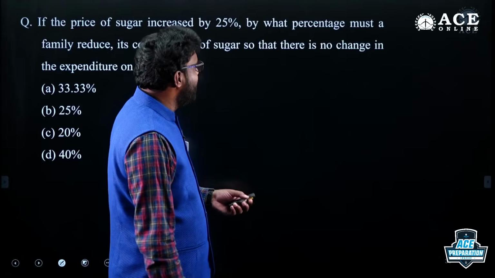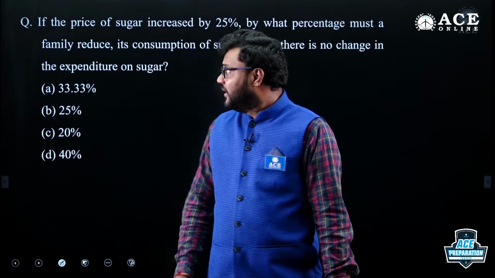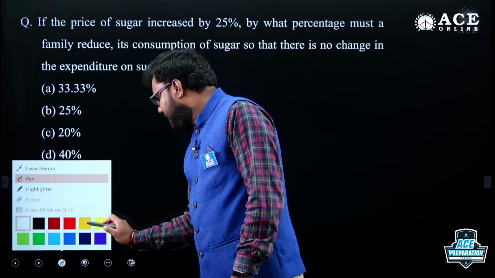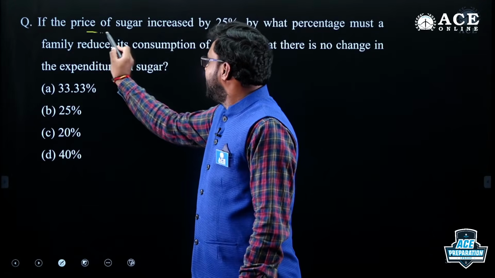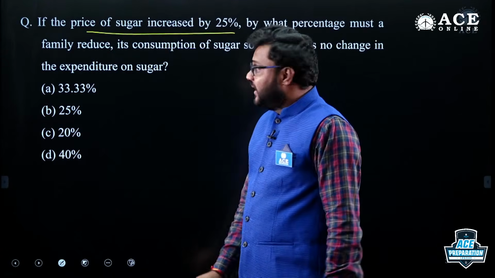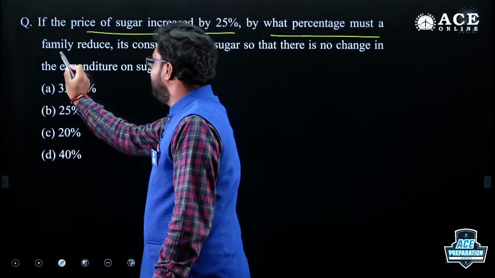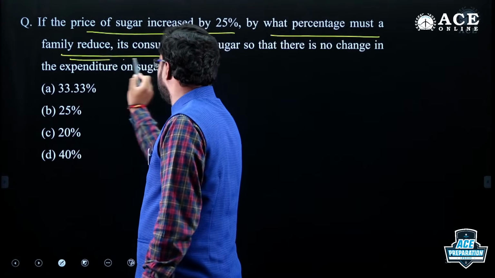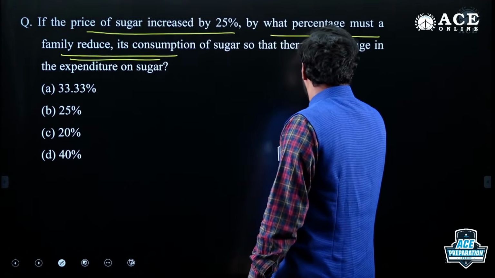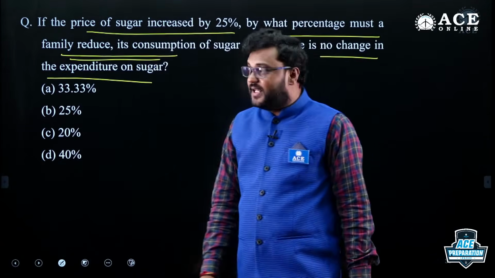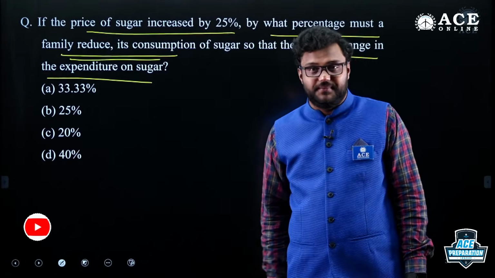Right. Now let us see the question related to this. Here, price of sugar increased by 25%. Now, by what percentage family should reduce the consumption so that there is no change in the expenditure? See this, expenditure is constant. There is no change in the expenditure on sugar.